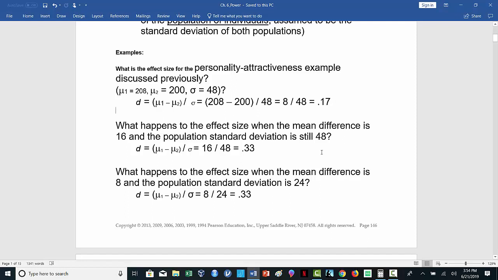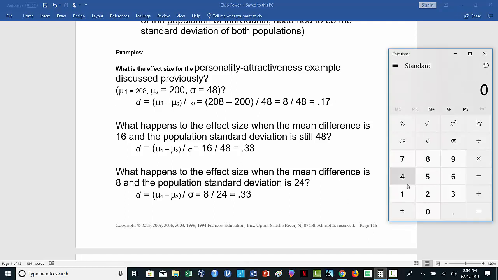So just to give you an idea of what this means, what if that difference between the means was larger? What if it was double the size? What if it went from 8 to 16, so it doubled in size? Well, what's going to happen with the Cohen's d? If the standard deviation stays the same at 48 and the difference between the means doubles, then the Cohen's d is also going to double. So 16 divided by 48, and we get 0.33. So that's a doubling of the 0.17.